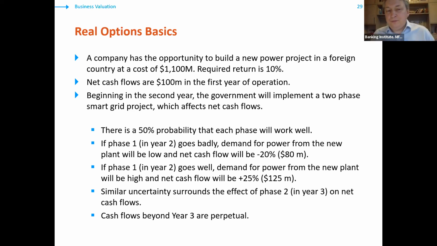If the first phase, or the first year of the project, our next year, or our second year, goes badly, then demand for our power plant goes down and we lose 20% of our free cash flow. So we get $80 million. If it's okay, then we get 25% more and we get $125 million. And the same will be for the next stage of this project. If it's okay, we get 25% more. If not, we get 20% less. And then we stabilize at the level we get by that time.